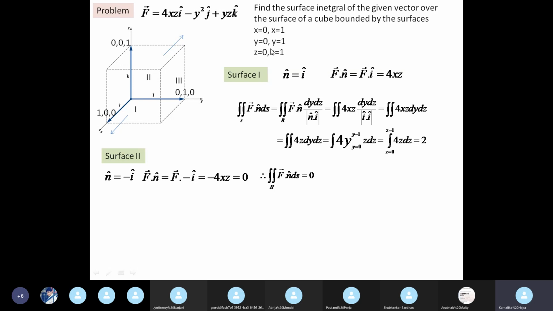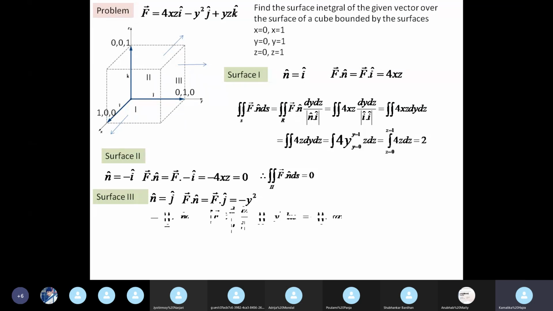Next we have the third surface. So this is the third surface. The right surface is the third surface, and this is y equal to 1. So normal is j cap, as you can see. So for surface 3, n cap is j cap. f dot n cap is f dot j cap. So from here you can see it is minus y squared. So the integration is like this. f dot n cap ds becomes f dot n cap dx dz by n cap dot j cap. f dot n cap is minus y squared, dx dz, n cap dot j cap, so this denominator comes out to be 1.